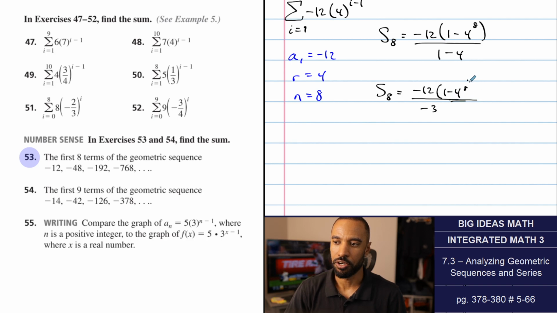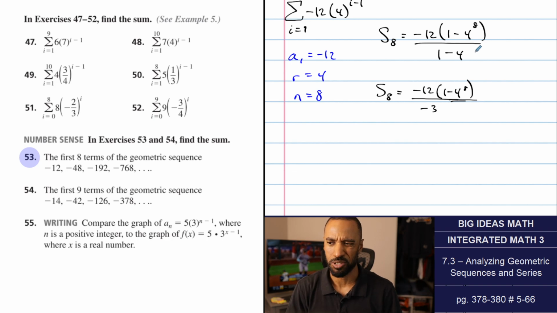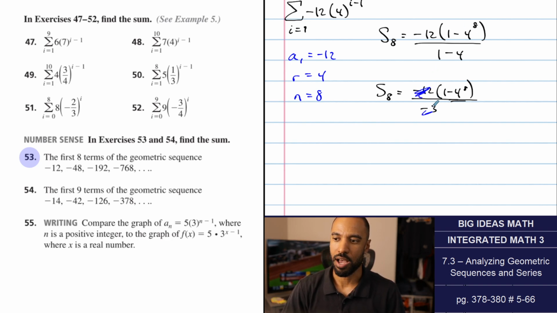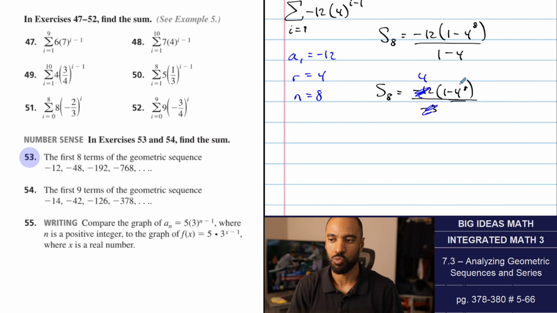In past years I would even write out what 4 to the 8th is. If the number's too big, I'm just going to leave it. But negative 12 over negative 3 is positive 4. So I'm going to be doing 4 times 1 minus 4 to the 8th, okay? That's my calculator bit. Now I'm expecting a negative answer.